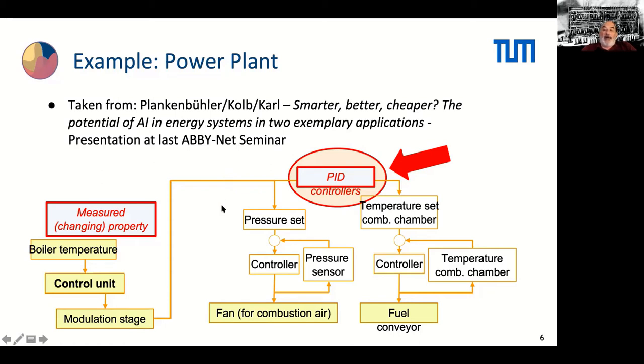Among all those nice slides, there's one slide that represents the overall structure of processing modules in such a power plant. And there you can see, as the arrow points to it, a big block of PID controllers. That indicates that, of course, all those power plants are using PID controllers to control the dynamic behavior of such a power plant.